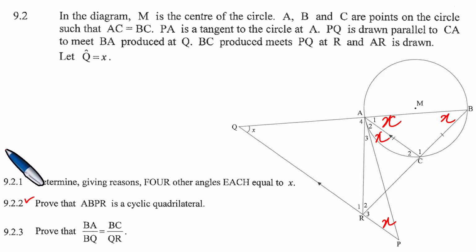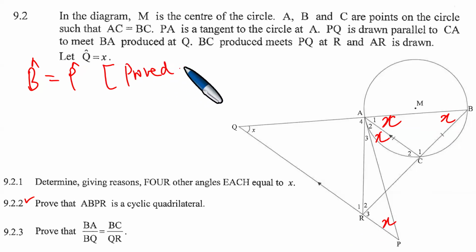Okay, that's fine. Remember, we are learning here, and we take no time to learn properly. Want to prove that ABPR is a cyclic quad. To prove that A, B, P, R is a cyclic quad, we can just prove that angle B equals angle P. Right, so we note that angle B is equal to angle P. Why? Because it was proved in 9.2.1 above. This one is X and that is X, so angle B equals angle P, they're both equal to X. It was proven there, proved in 9.2.1 above.